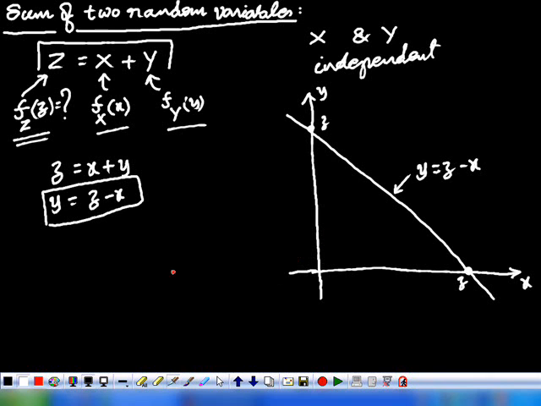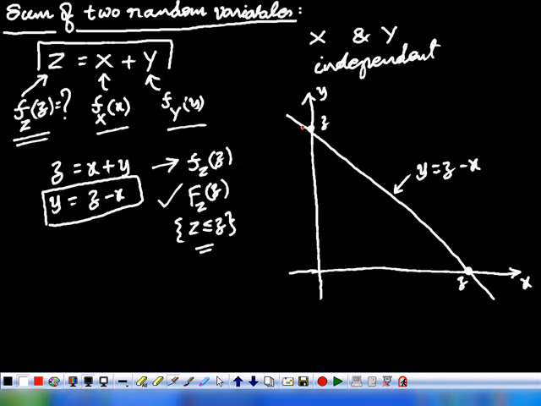So to find fZ(z), that is the density function of Z, first of all we have to define the event Z less than or equal to z. If you define this event on this space and evaluate its probability, then we can get the CDF. If you know the CDF, by differentiating the CDF we can evaluate the probability density function of the random variable Z, which is equal to X plus Y.